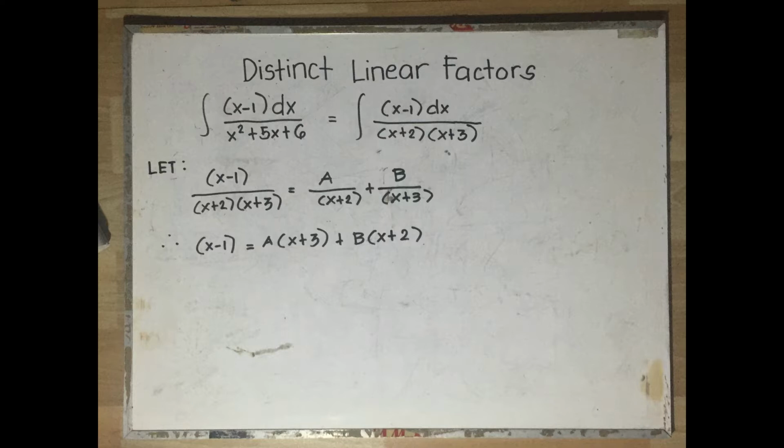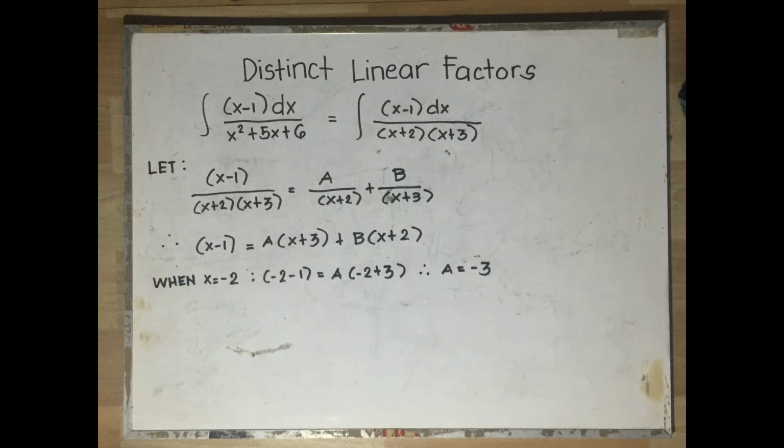Our next step is to set values for x that will nullify the value of the factors, leaving the numerators with certain values. Setting values for x applies to both sides of the equation. When x is equal to negative 2, substituting this value to the x variables of the equation gives us the quantity of negative 2 minus 1 equals a times the quantity of negative 2 plus 3. Therefore, a is equal to negative 3.